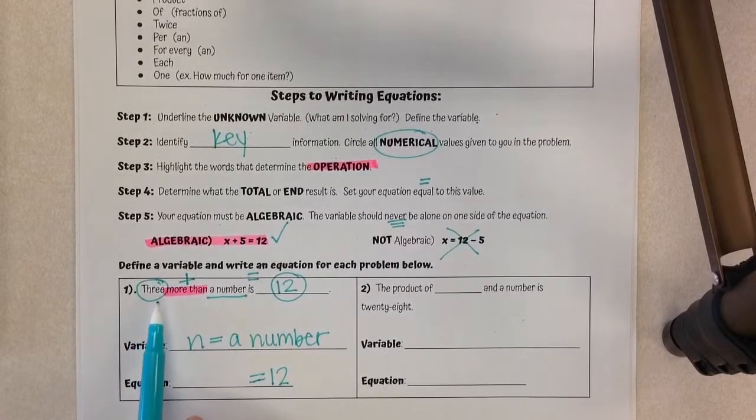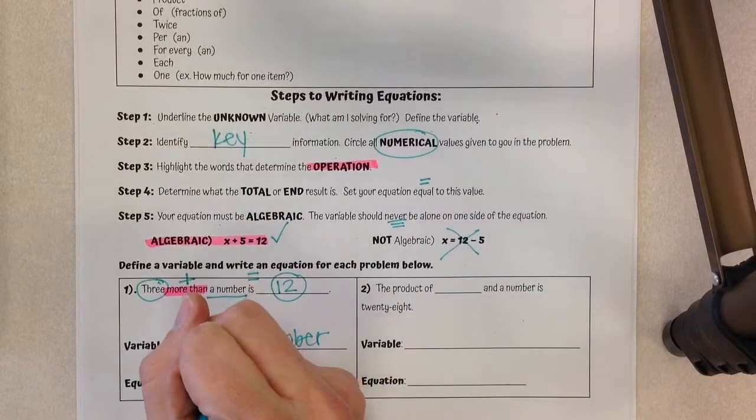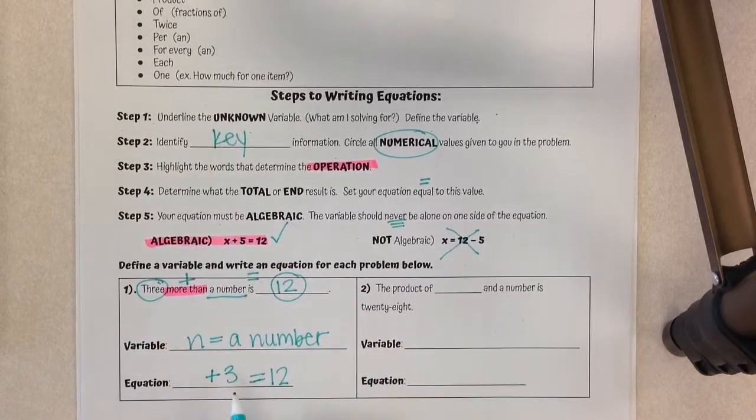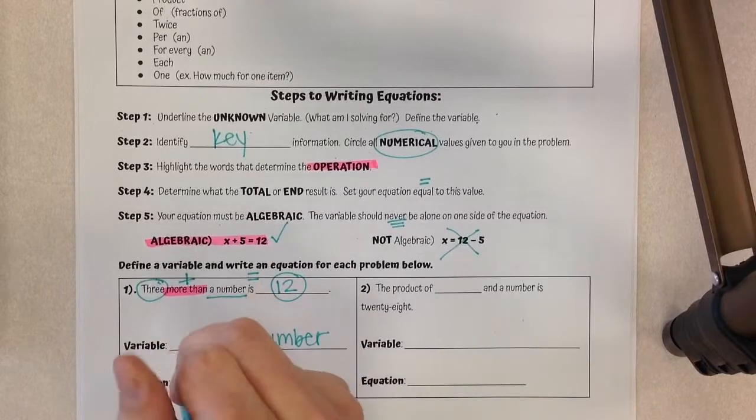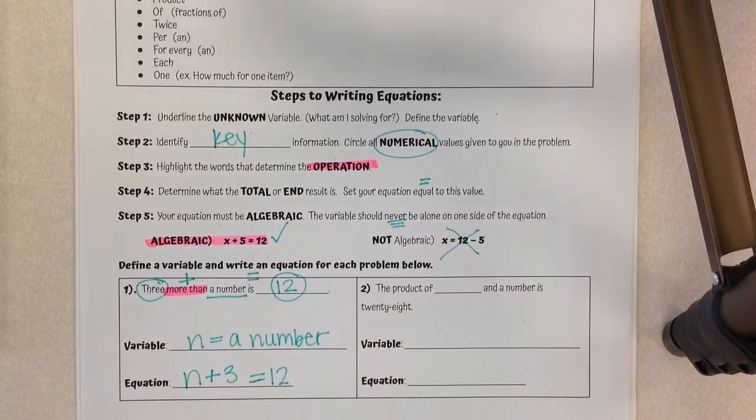So now we go back. We have 3 more than a number. Whenever I see more than, it goes after. So I'm adding 3 to something. What am I adding 3 to? I'm adding it to that unknown number. So we're going to worry about solving later. Right now we're just setting up.